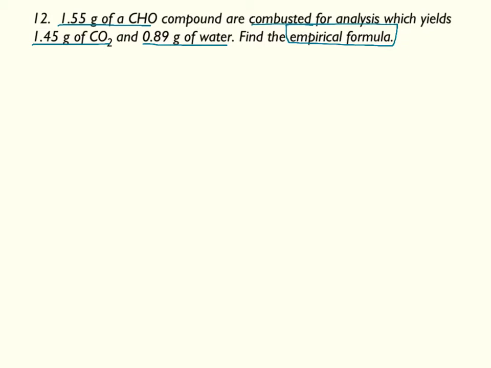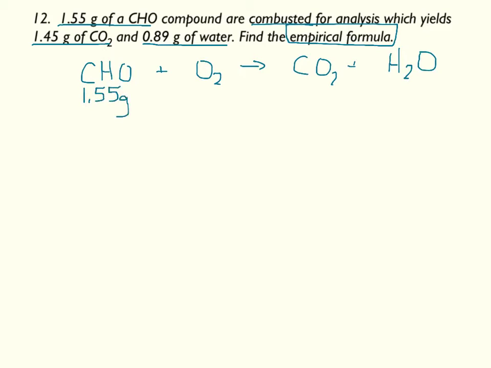Okay, so first thing I need is a balanced equation. I've got some CHO compound. Combusted means added to oxygen to produce CO2 and H2O. There's a barrier to balancing this equation because I don't know how many carbons, hydrogens, and oxygens there are. That's what I'm trying to find. But at least I can use that equation to set up my knowns and my unknowns: 1.55 grams of the CHO, 1.45 grams of the CO2, and 0.89 grams of the water.